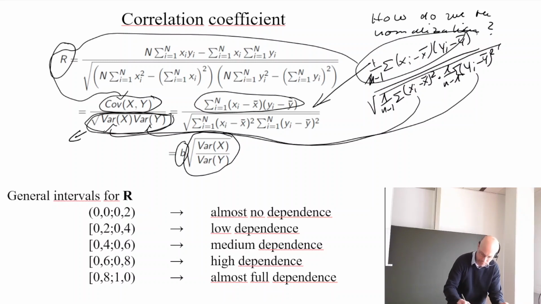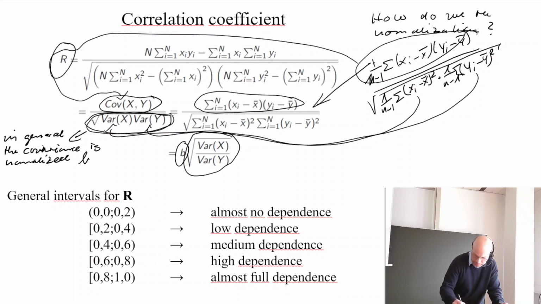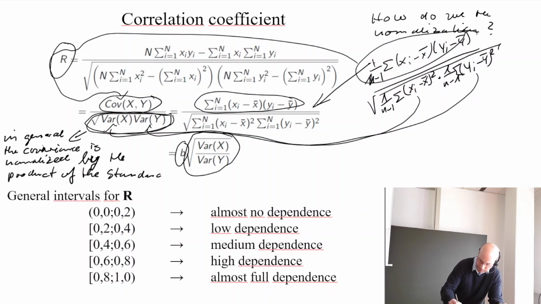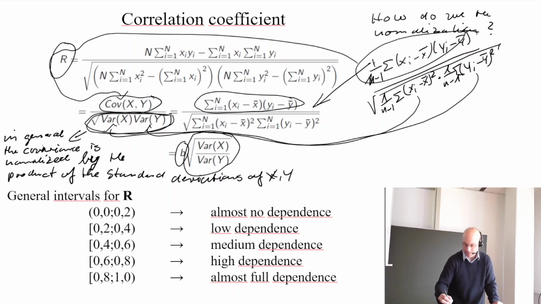So in general, the covariance is normalized by the product of the standard deviations of x and y.